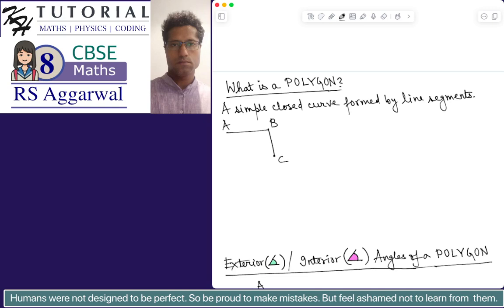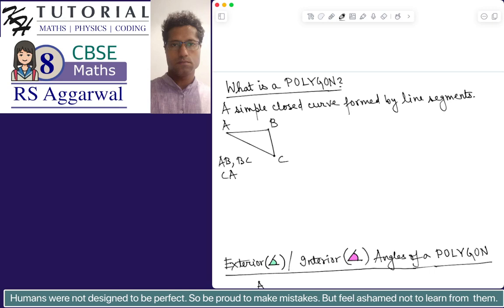So to have a closed curve that is formed by line segments, you must have at least three line segments. Now you can see, I first draw the line segment AB, from B I draw the line segment BC, and then if I draw the line segment CA, I now form a simple closed curve, and it is formed by the line segments AB, BC, and CA. So you need at least three line segments to form a polygon. With two line segments, you cannot form a polygon. So three line segments are the minimum required to form a polygon.